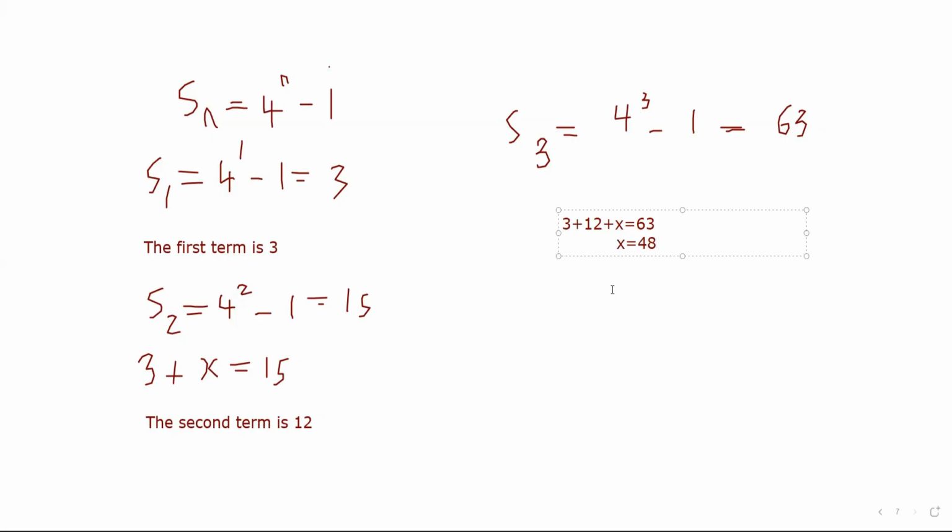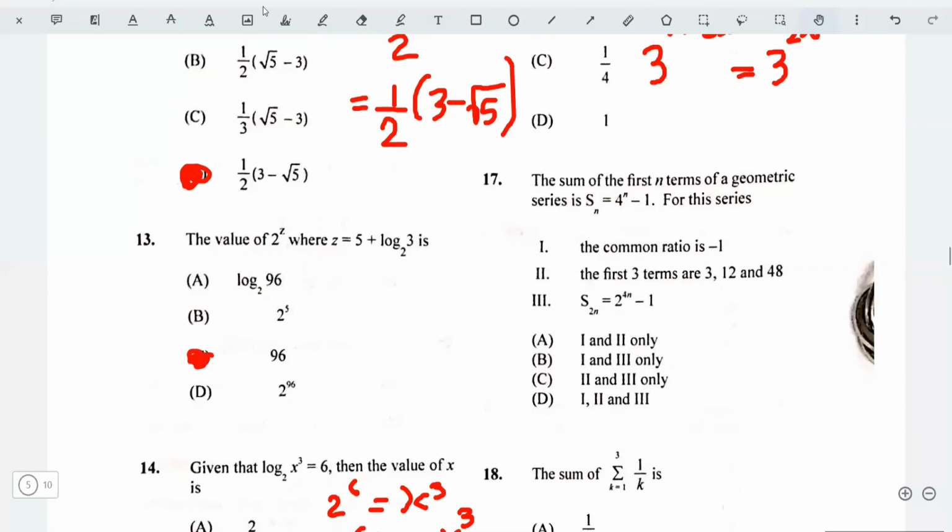So the third term is 48. That's good. Cool. So we're nice with that. The third term is 48. So this is true. Number 2 is true.